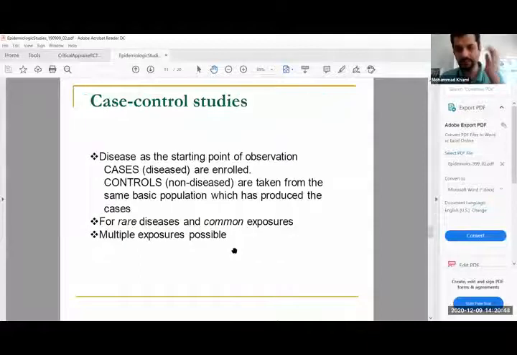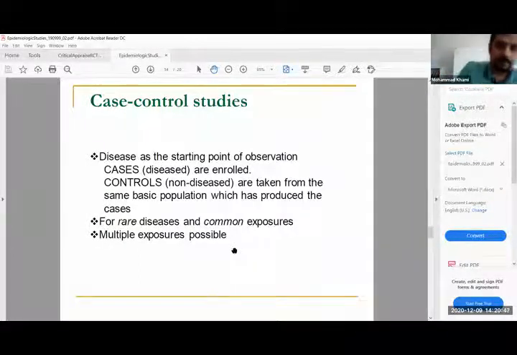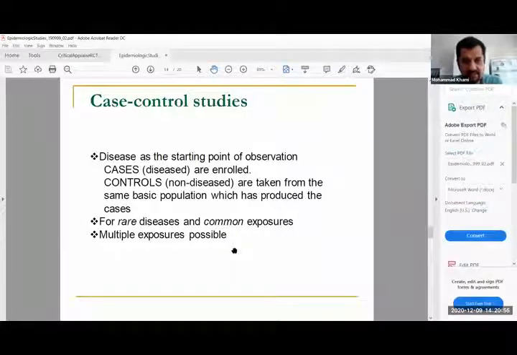Then, regarding case control studies, there are certain differences between case control studies and cohort studies. In case control studies, the disease is the starting point of the observation. So we have 2 groups, a group of cases and a group of controls. The cases group is made up of diseased individuals, but the controls are non-diseased. So the classification is based on the presence of disease, not the exposure. This is the difference with cohort studies.